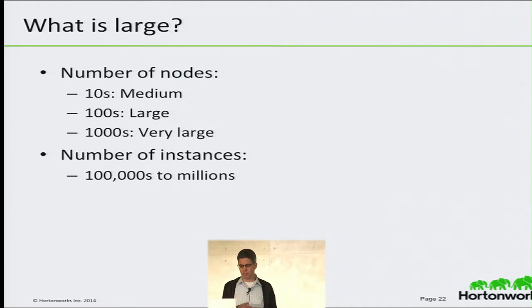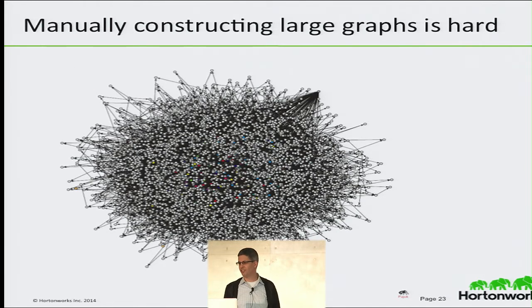Number of instances, it could be hundreds of thousands or millions or more, but one of the problems is when you get such a large network, if you want to draw it to see the net, or have an expert give it to you, it kind of looks like this. It's not realistic to do anything other than 5 or 10. So that's a problem. So what do we do?